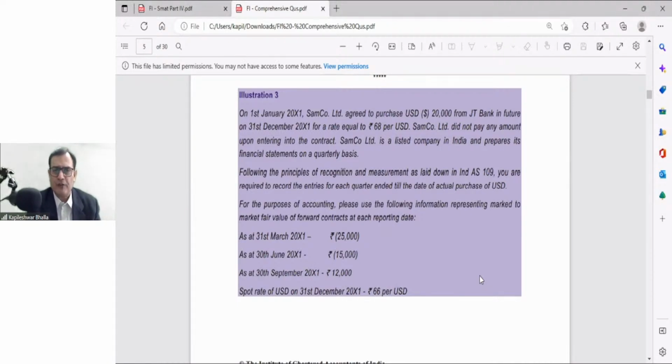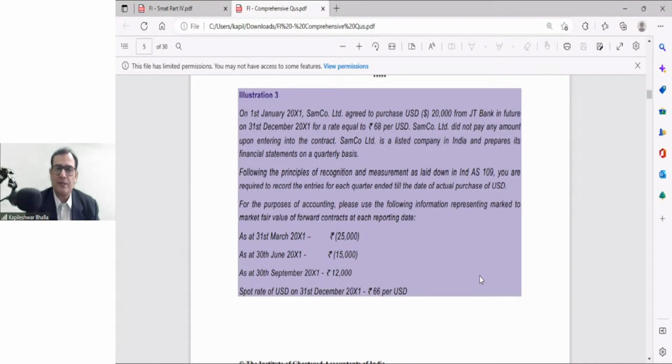It says on 1st January X1, Sam agreed to purchase 20,000 USD from JT Bank in future on December X1 for a rate of 68 per dollar. So Sam company entered into a contract where they are going to buy the dollars at the rate of 68 per dollar. It's a contract to be settled in the future. Sam company did not pay any amount upon entering the contract.